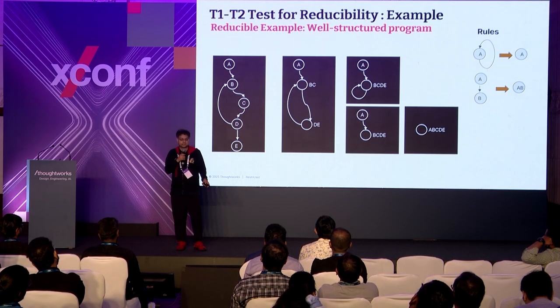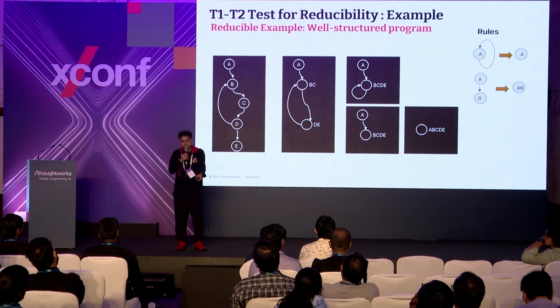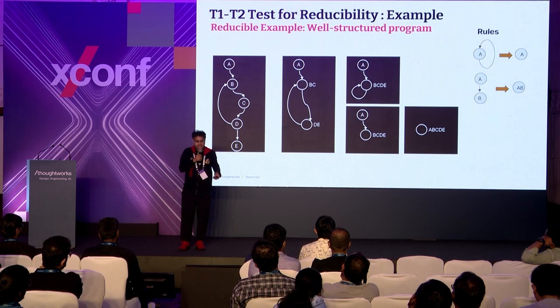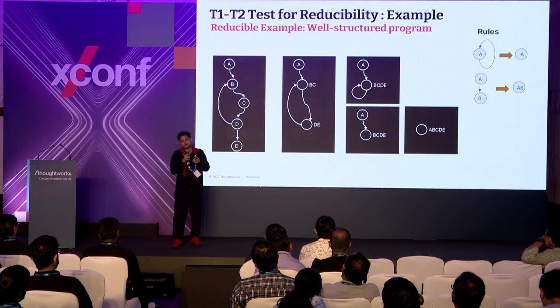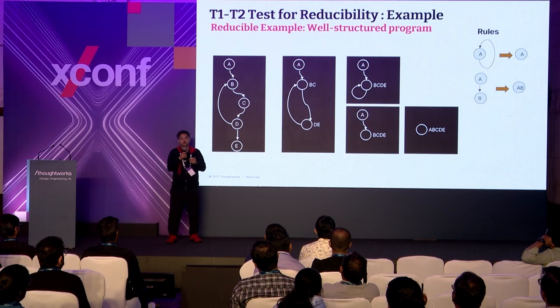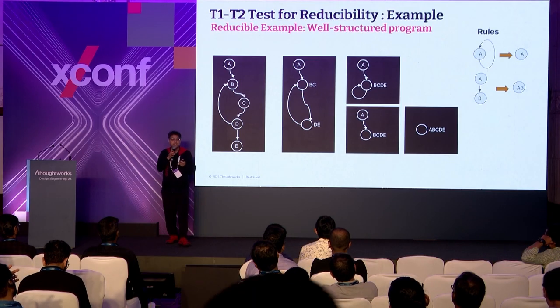So what happens is, in the first graph on the left, B and C merge, D and E merge, and then B, C, D, E merge, and then finally everything collapses into one node which contains the entirety of A, B, C, D, E.